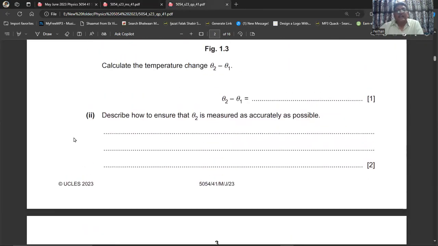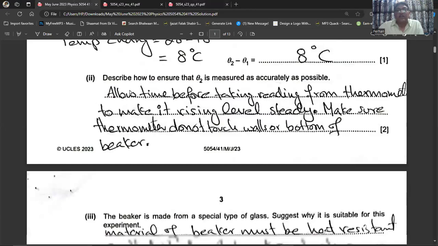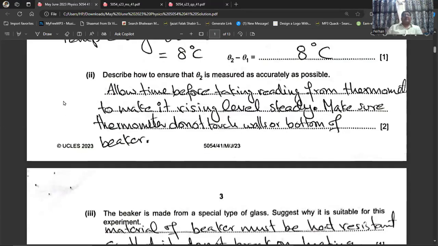Then this is the second part. It says, describe how to ensure that theta 2 is measured as accurately as possible. So how can you make sure that the temperature of the water in which you have put that 50 gram mass, you measure it very accurately? Whenever you want to measure the temperature of the water, the bulb of the thermometer should not touch the bottom of the beaker. It should be in the middle of the water body. And you should give some time. Always do not note down the reading of the temperature immediately. Give it some time.